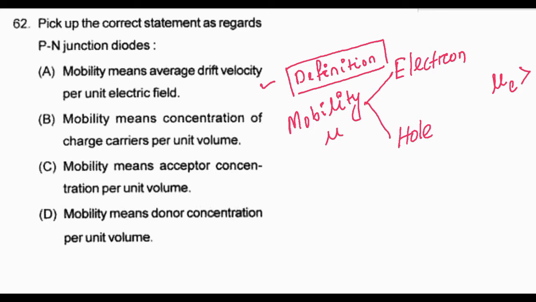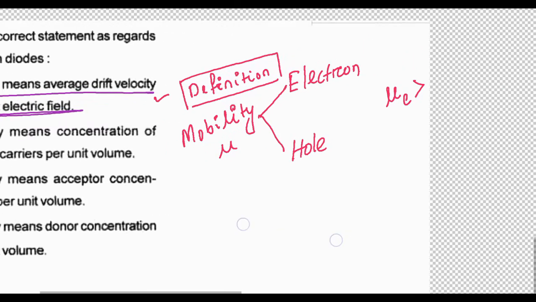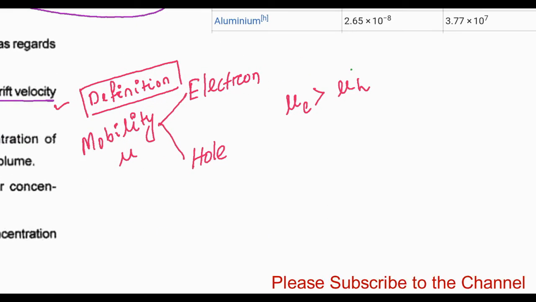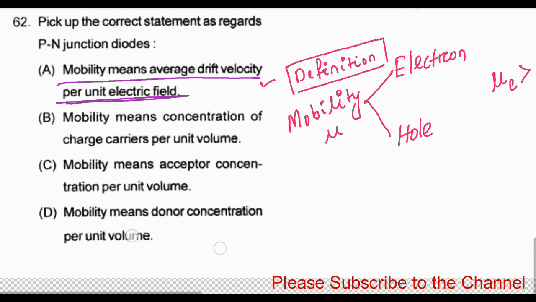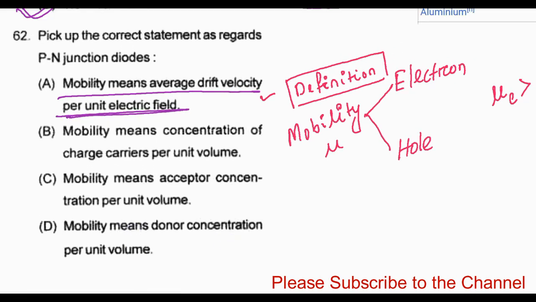So here what is the mobility it is asking for? Mobility means average drift velocity per unit electric field. This is actually the definition of mobility. Mobility may be of two types, that is electron mobility and hole mobility. Electron mobility is always higher than hole mobility. That is why we consider the current to be the flow of electrons, not the flow of holes, but the current consists of both the flow of electrons and the flow of holes.